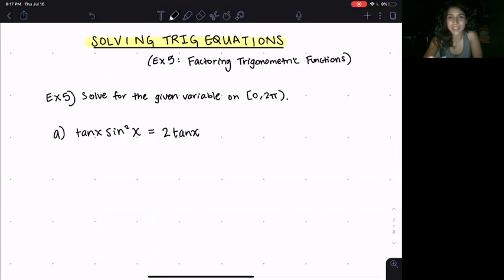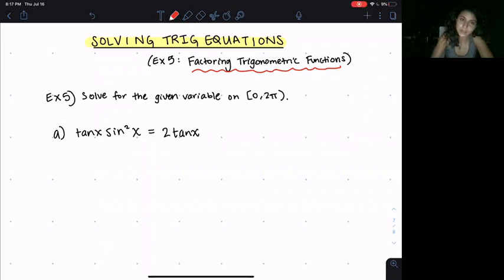All right, welcome to the last example from this lesson. Here we're going to see how to use factoring to solve some of the trickier trigonometric equations that you'll see in pre-calculus and later on in calculus. So we have tangent x sine squared x equals 2 tangent x.